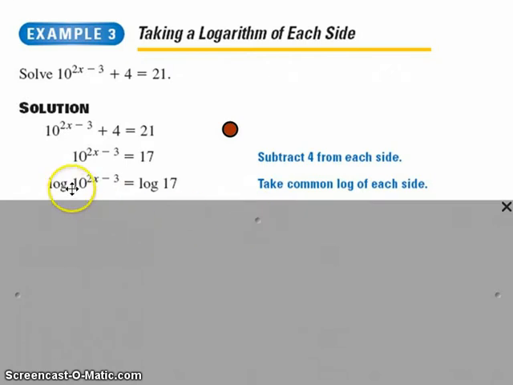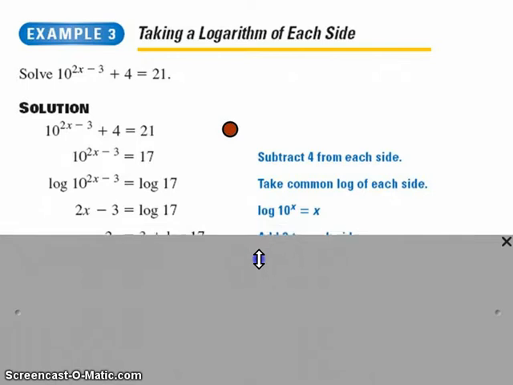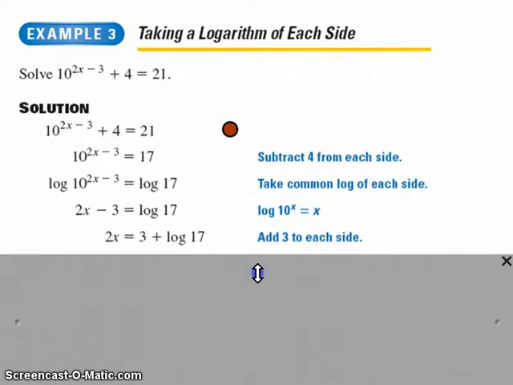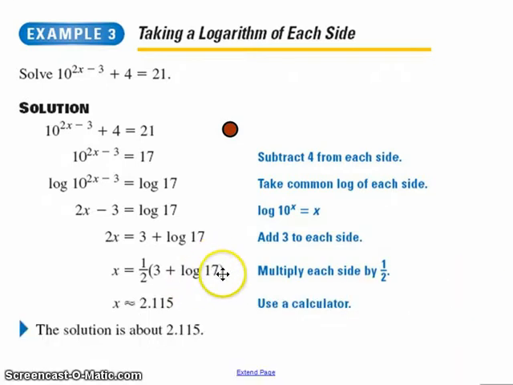Now, if this is log base 10 of 10, then those will cancel, and I'm simply going to have 2x minus 3 on the left. On the right, I still have the log of 17. And then this is now a fairly straightforward problem to solve. I move the 3 over, I divide everything by 2, and ultimately I'm going to need to figure out what the log of 17 is. You're going to find that it turns out to be about 2.115.